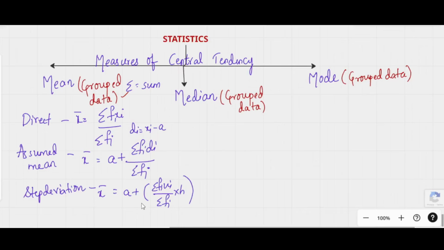And what is ui? ui is the same, it is like xi minus a only, but here we are going to divide it by h. Yes, that is the difference between the three methods.